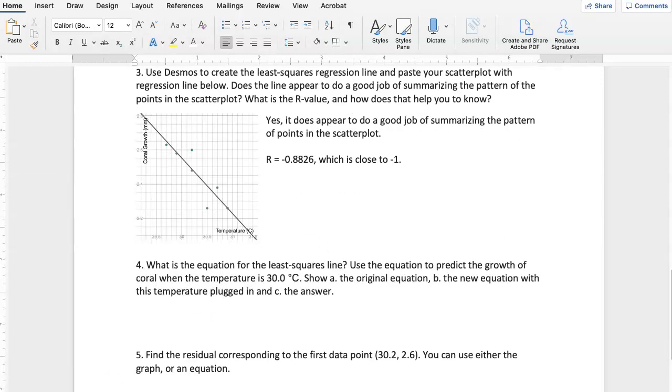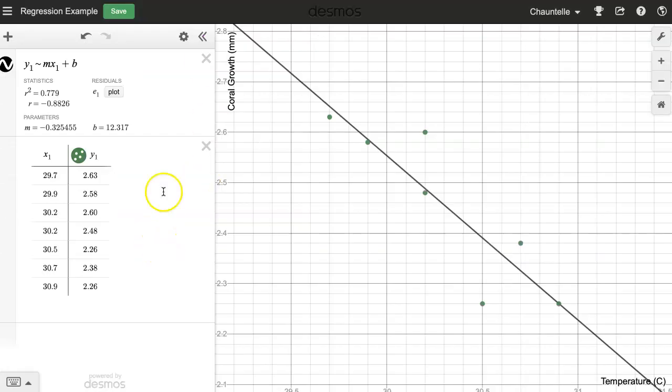Okay, the next question asks us what the equation is for the least squares line. For this, we're going to need to go back to Desmos. I'm going to save this real quick so I don't lose it. So you want to look at the M and the B, and we're going to plug those in, and that would be our line. Y equals this number times X plus this number.